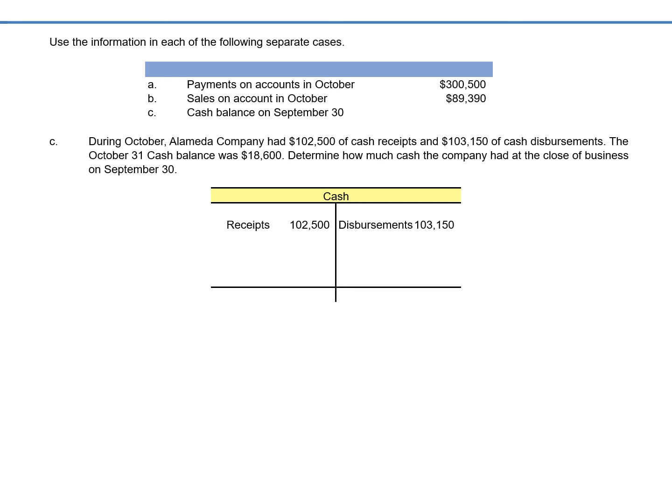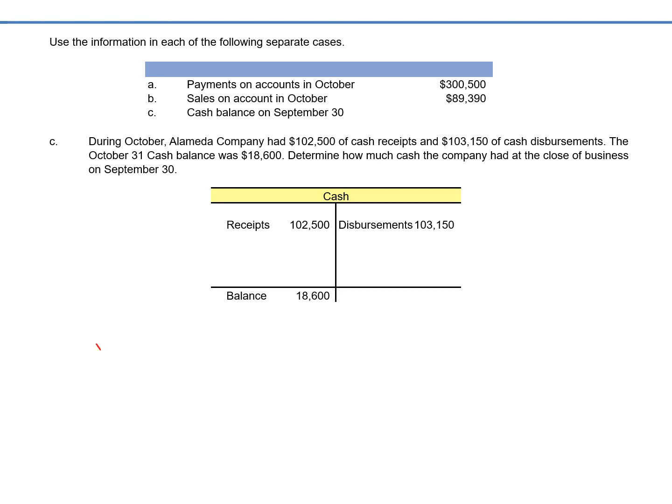And then our cash balance at the end of the month was 18,600. So if we put the balance here at the bottom, cash has a normal balance of a debit, so it belongs on the left side. And so they're asking us to solve for how much cash the company had at the close of business on September 30th. And so we're basically backing into the beginning balance. That's what they're asking us to do.